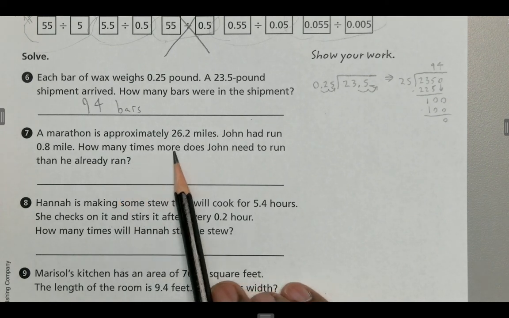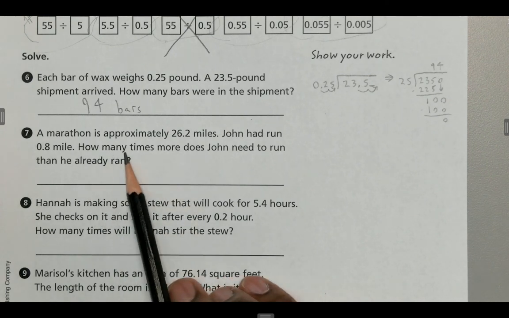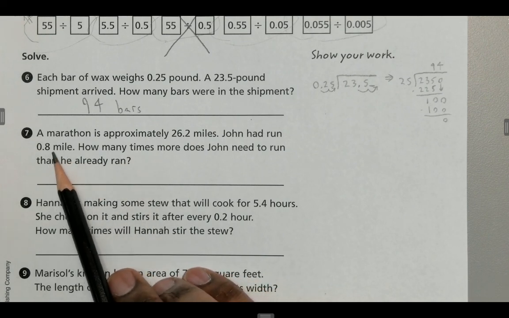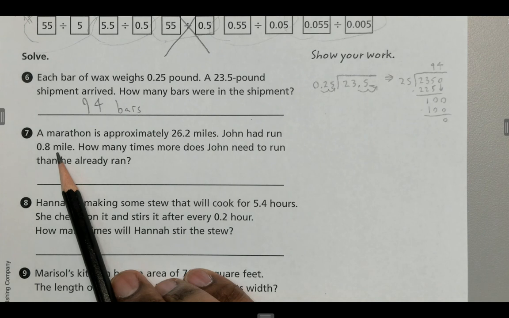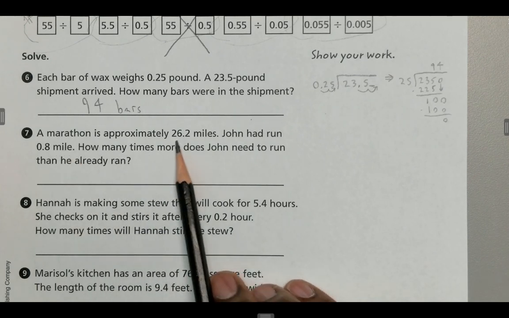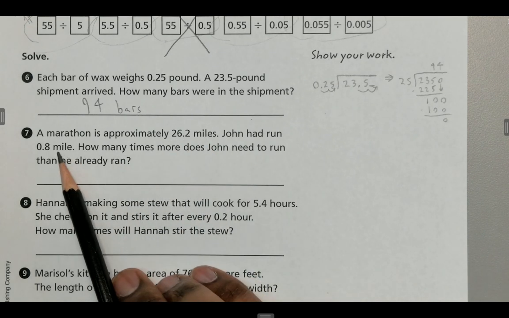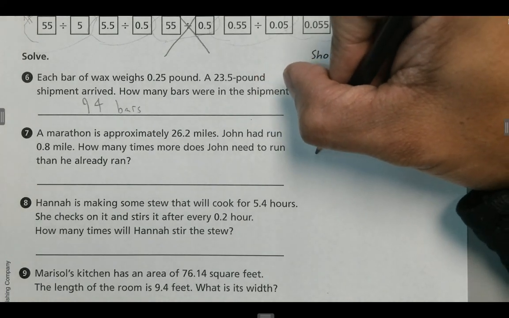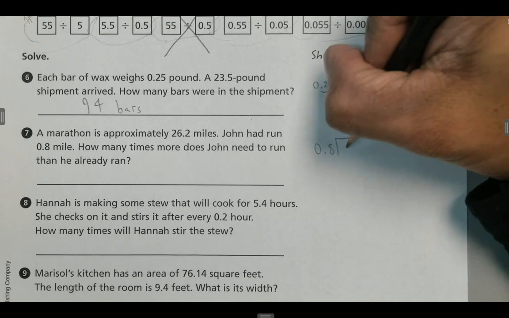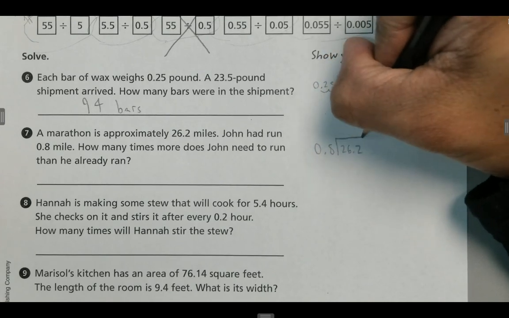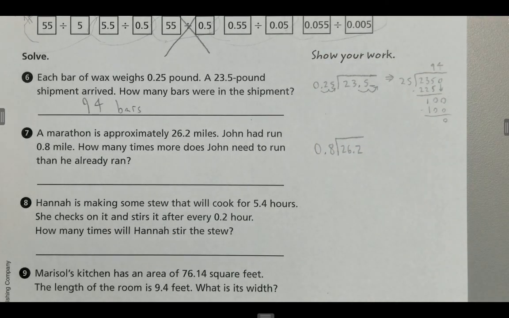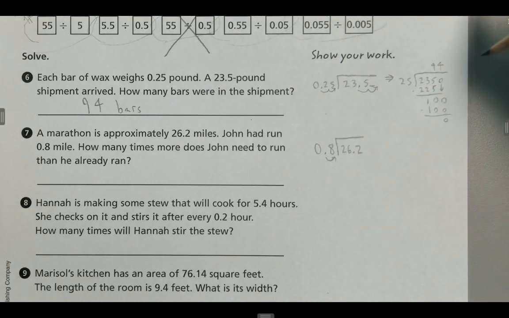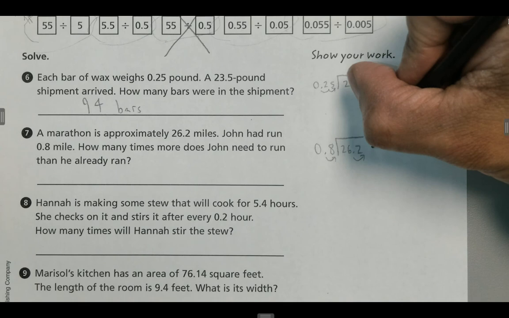How many times more? Okay, so in other words, if he ran 2 times this amount, he'd be 1 6/10 of a mile into the race. How many times more? So we'll take this total distance and divide it up to see how many times 8/10 goes into 26 2/10. Look at our divisor. It has a decimal point. How many pushes are needed? Whoop, 1 push.